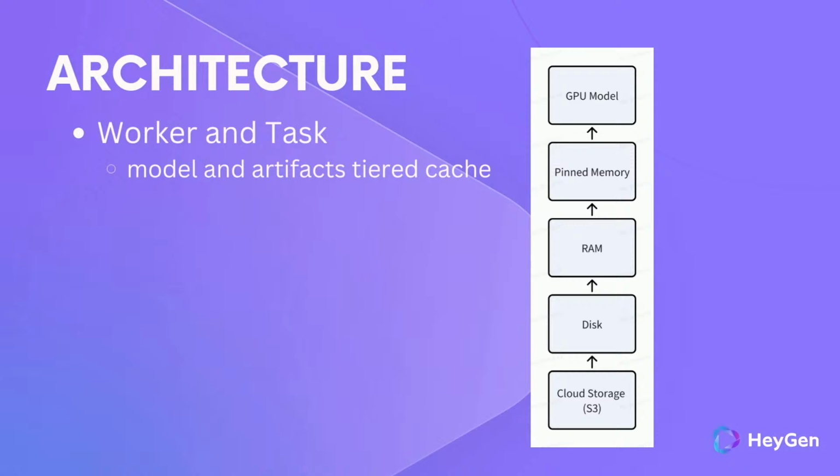So next tier is the normal RAM, and then the local disk. And last is the remote cloud storage. In this case, we use S3.